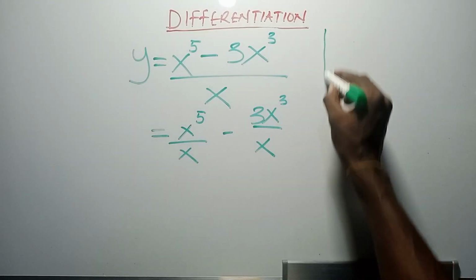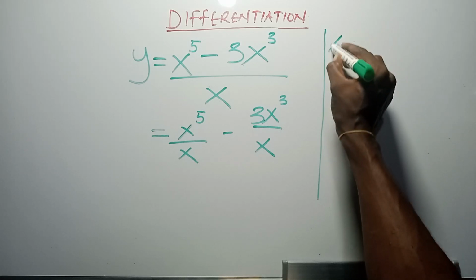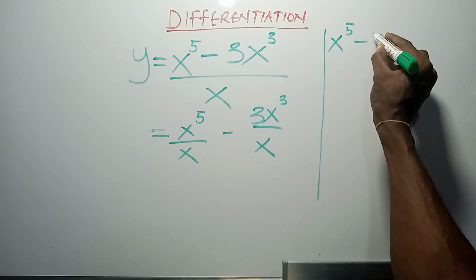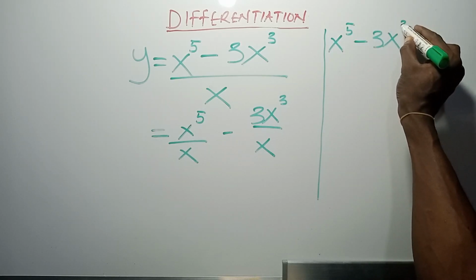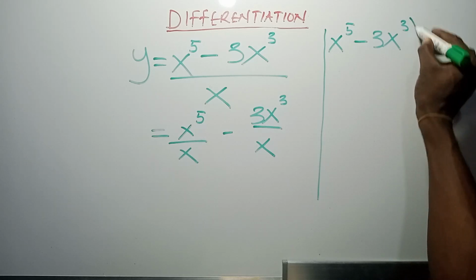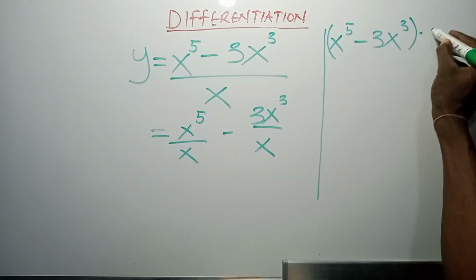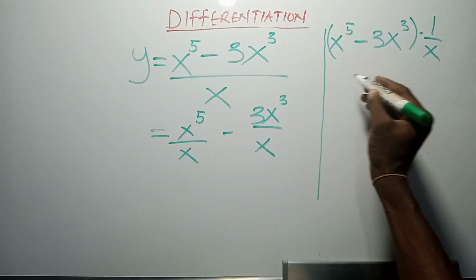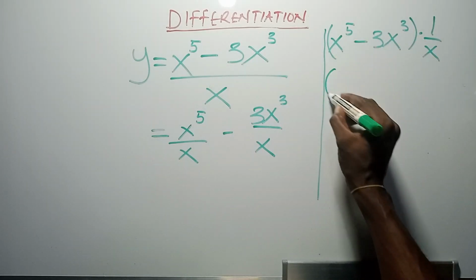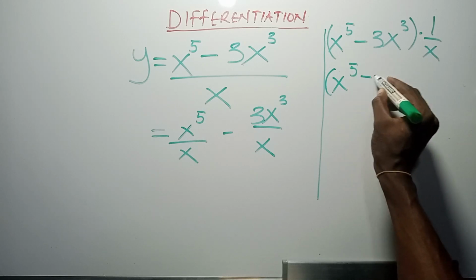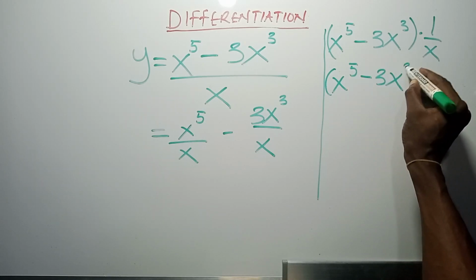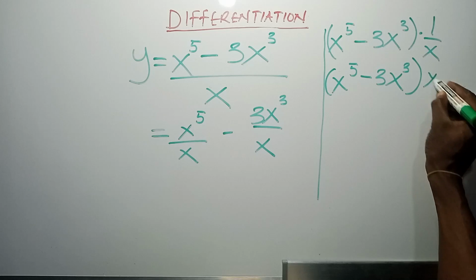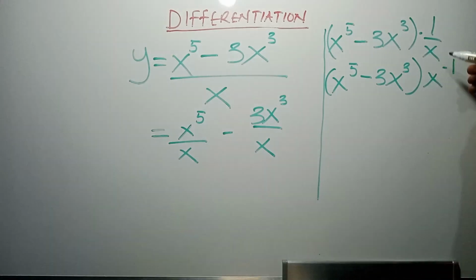Or you can also do it this way: x raised to the power of 5 minus 3x raised to the power of 3, bracket 1 all over x. It is still the same thing as this one here. So if we go for that to simplify, we'll get x raised to the power of 5 minus 3x raised to the power of 3, brackets x raised to the power of minus 1. Remember, negative index implies reciprocal according to the law of indices. So this is the same thing as this.